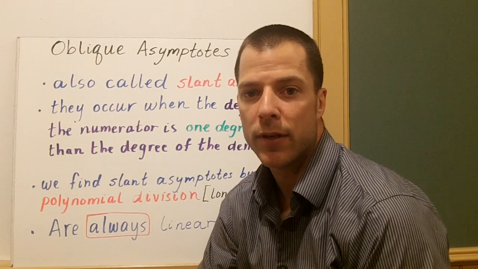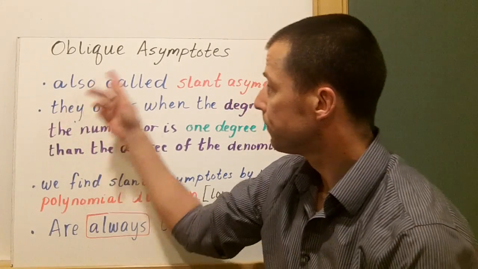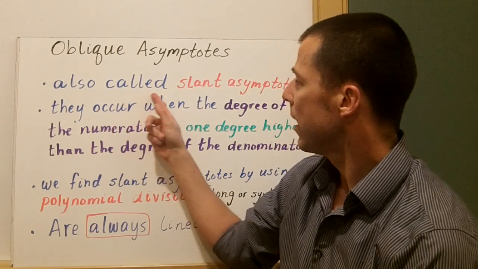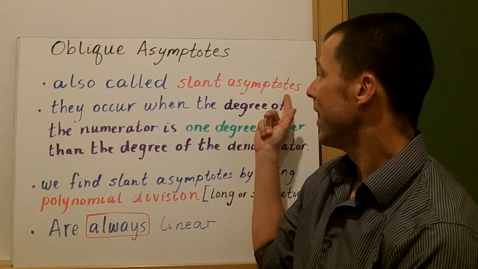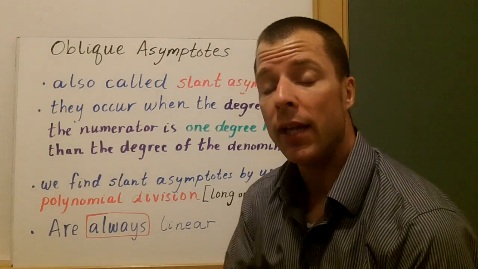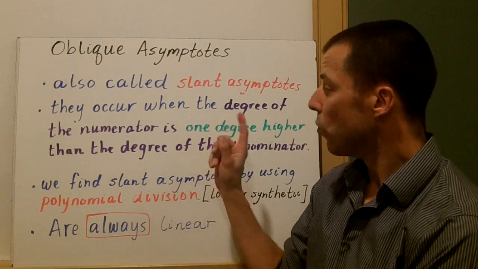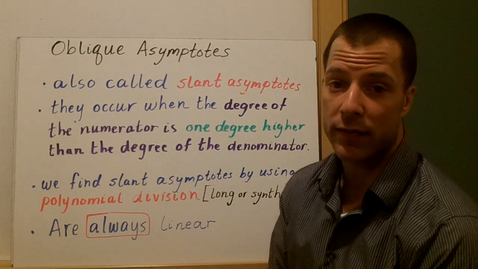Alright guys, we're going to be talking about oblique asymptotes today. And a couple things you need to know before we get started. Oblique asymptotes are also called slant asymptotes, okay? And they only occur when the degree of the numerator is 1 degree higher than the degree of the denominator.